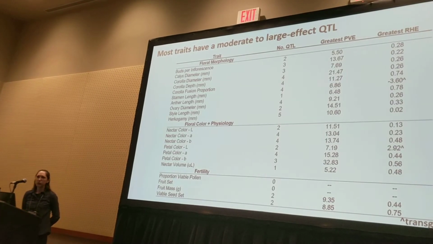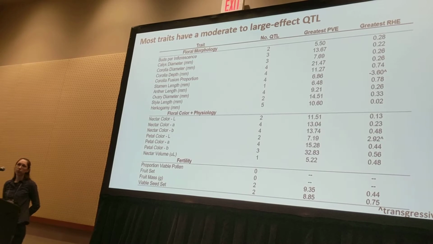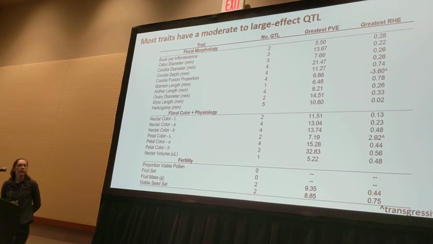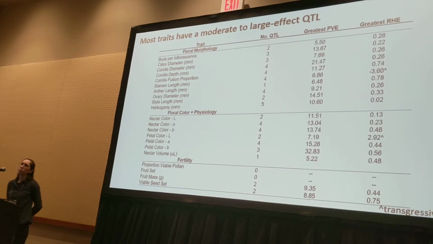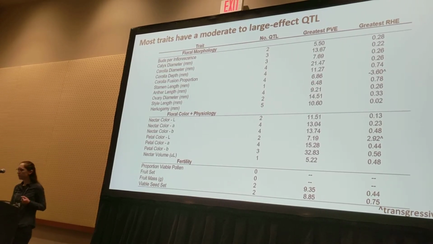And in many cases, when you summed the effects across all the QTL for each trait, it explained the majority of the parental difference, indicating that we recovered at least most of the QTL underlying that trait. Obviously, with QTL mapping, we're not going to recover all of them, but this suggests that we at least recovered most of them.